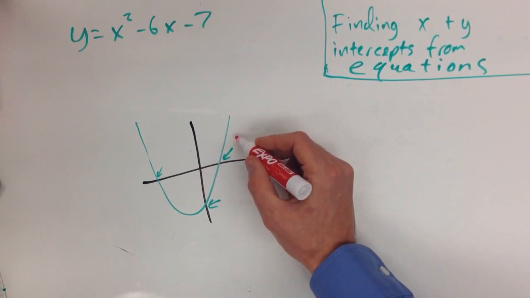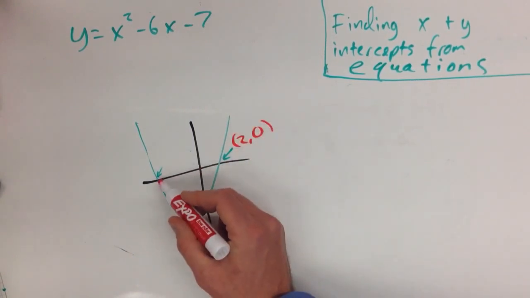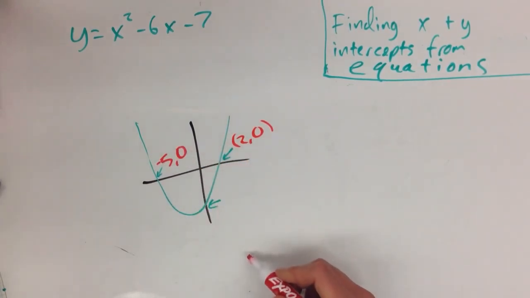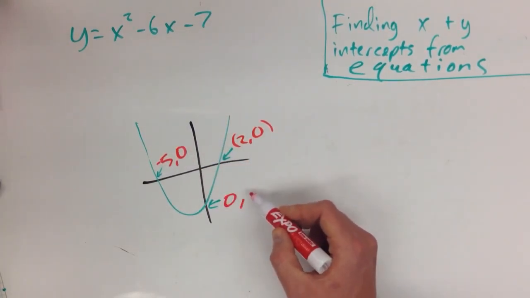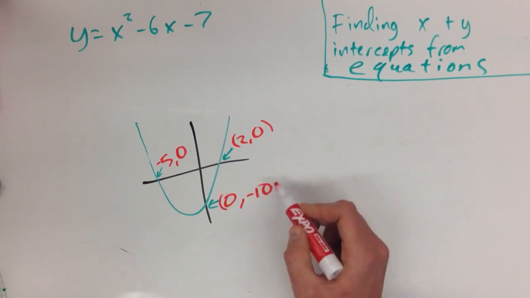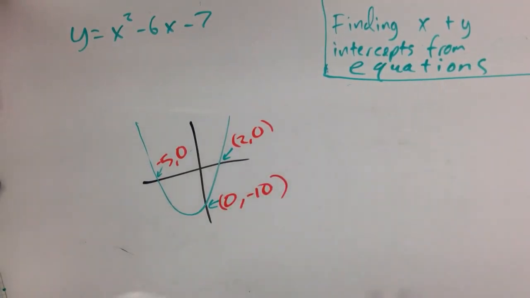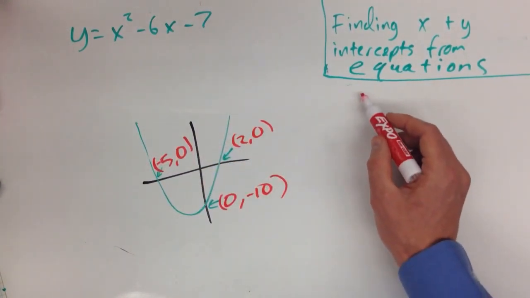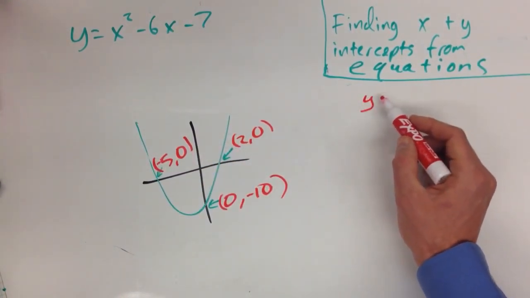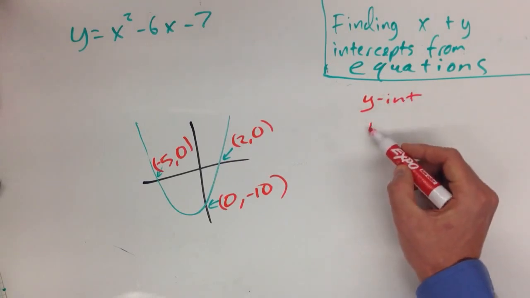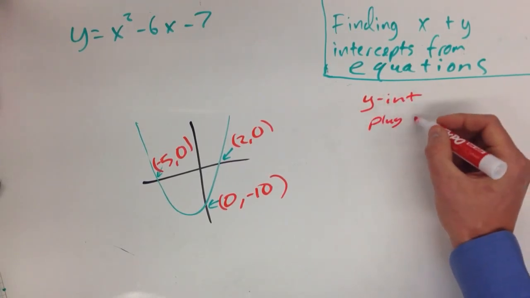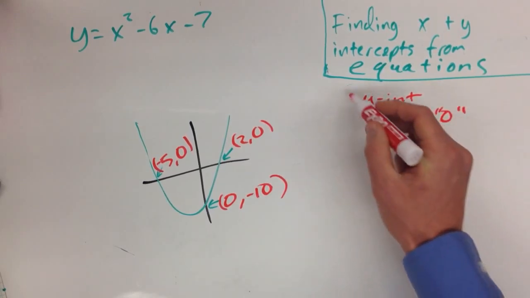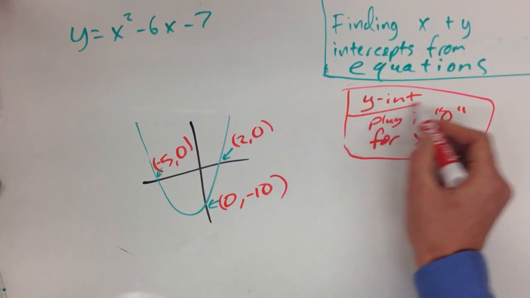Both these x-intercepts, let's say that happens at (2, 0). And this one happens at, let's say, (-5, 0). And my y-intercept's at (0, -10). Right? These are all fake numbers. But you can see that zeros are very important when it comes to x-intercepts and y-intercepts. In fact, for the y-intercept, our strategy is we're going to plug in 0 for x. That's our strategy to find the y-intercept.